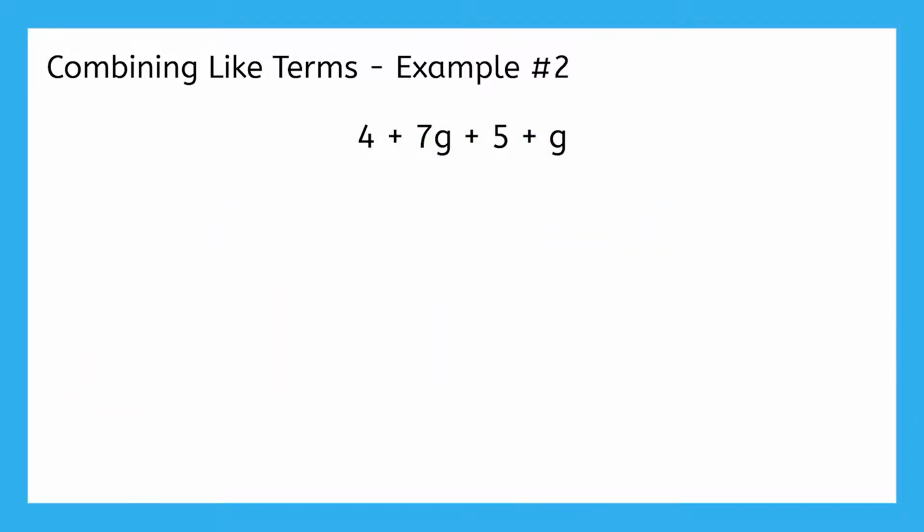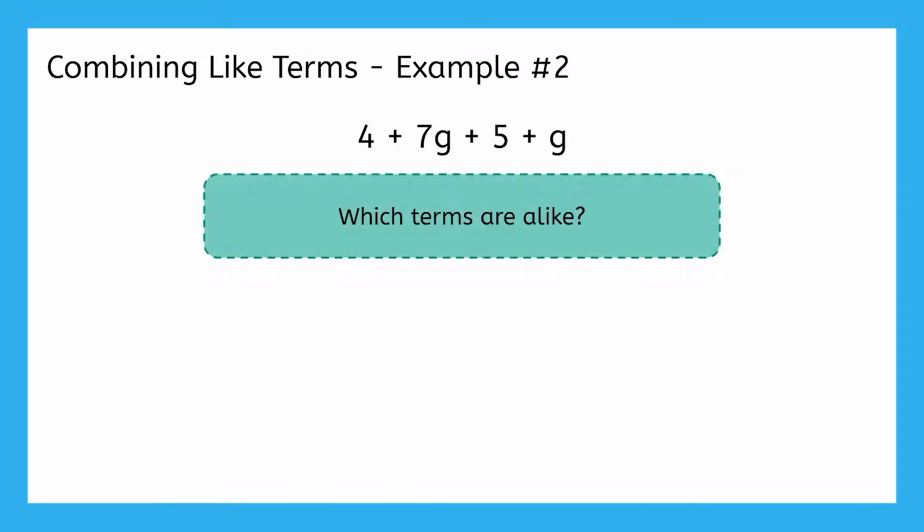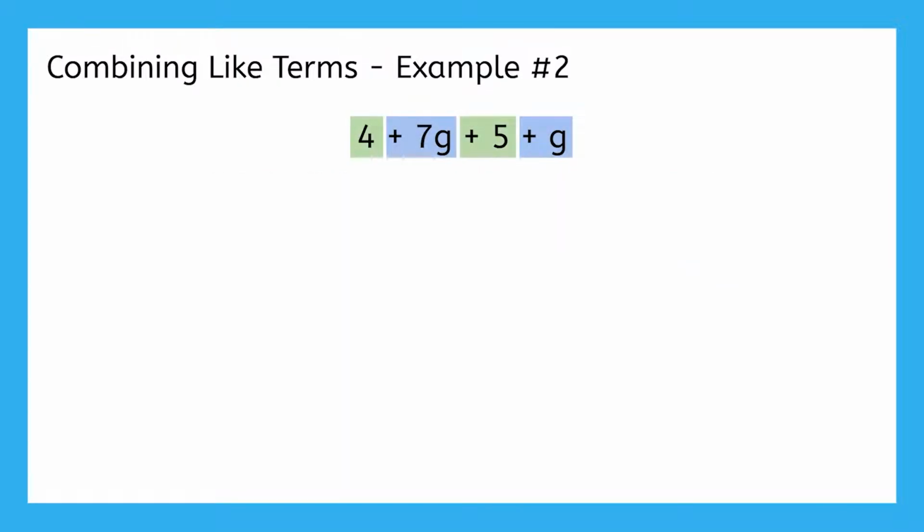Let's try another example. 4 plus 7g plus 5 plus g. It looks more complicated because it has more terms, but we've totally got this. Which terms are alike? Yep, 7g is like g, and 4 is like 5. So we'll be combining numbers with numbers and g's with g's. 4 plus 5 is 9, so let's write that down.